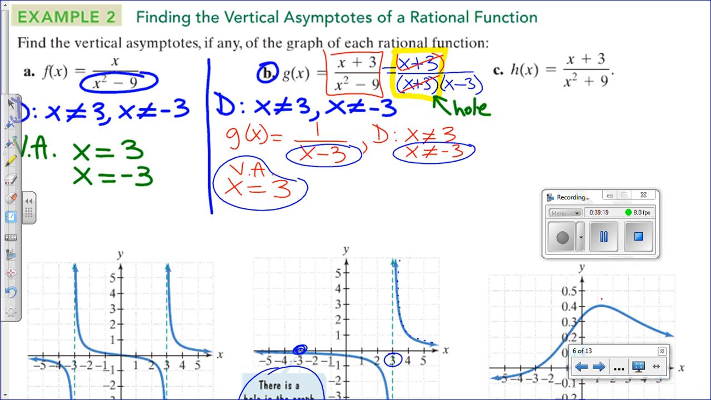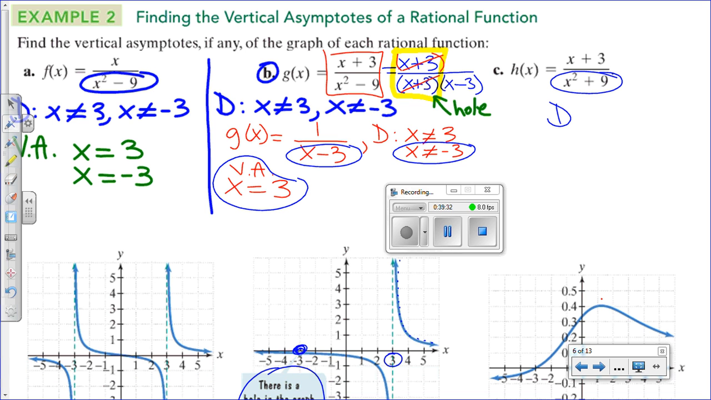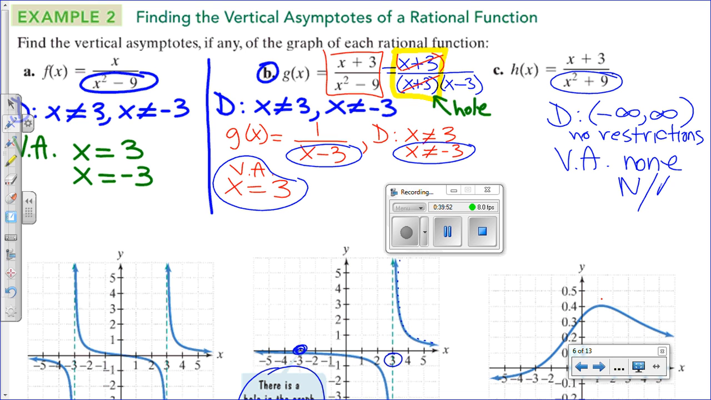So let's go to problem C. You can see from the graph, there are no horizontal asymptotes there. And remember when we did something similar on the first or second slide, for the domain, we decided that the domain was all real numbers. In other words, there were no restrictions for the x values. And so for the vertical asymptotes here, we will just say none, or you could say NA.